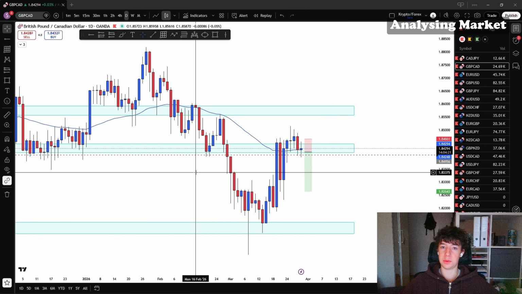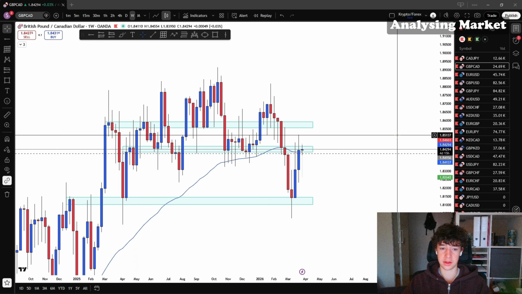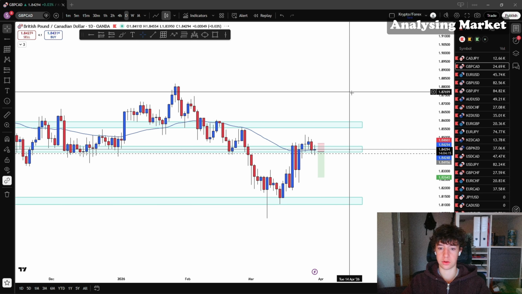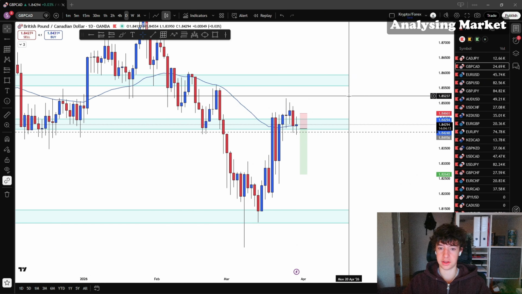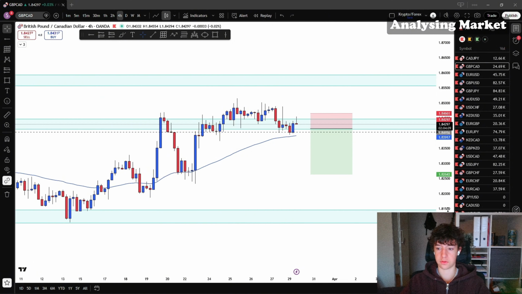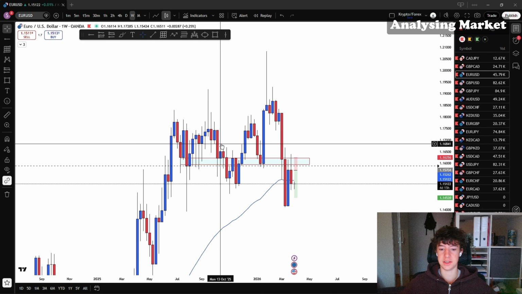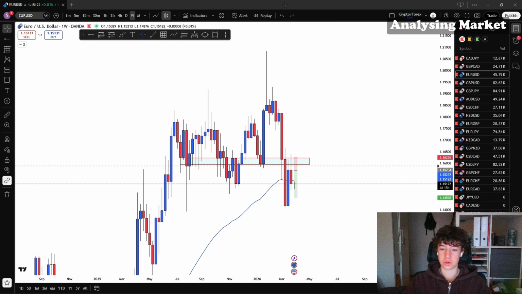Next off, I have GBP CAD, and on the weekly it also looks really clean, but on the daily we are also in an uptrend basically. So actually I don't know what I'm gonna do with this pair. I kind of need to wait and see what happens. On Euro USD, I also want to sell to the downside.